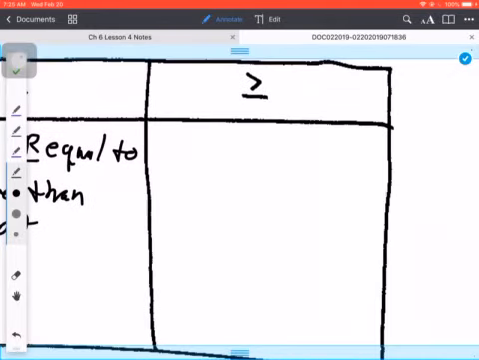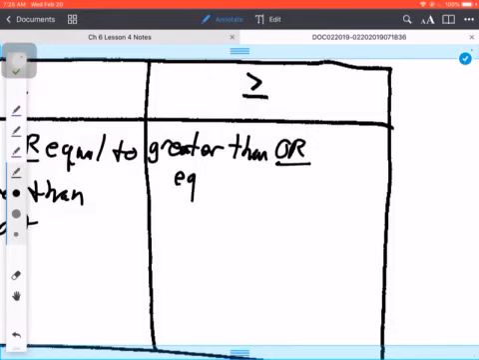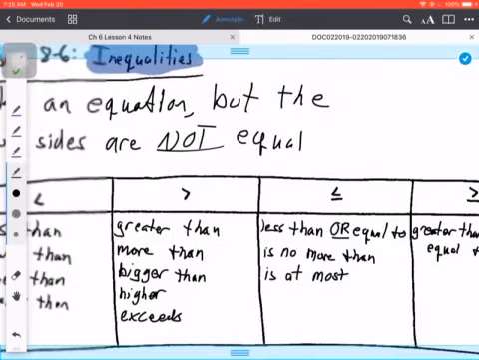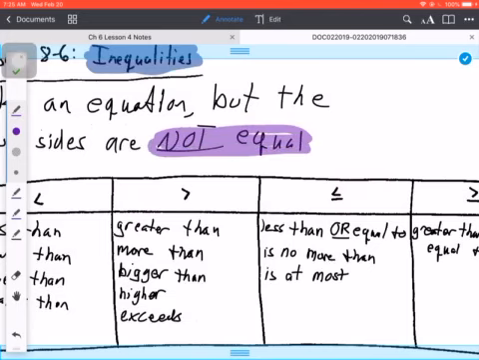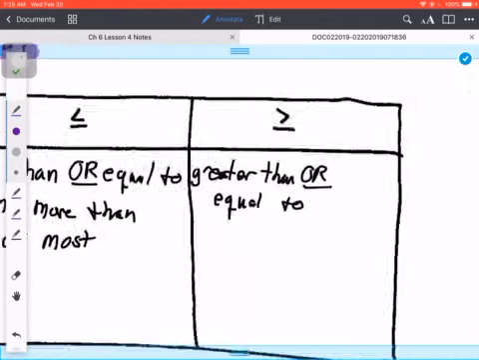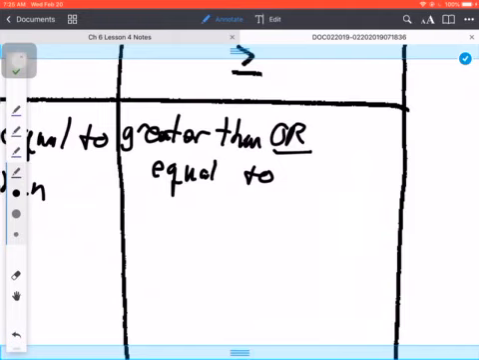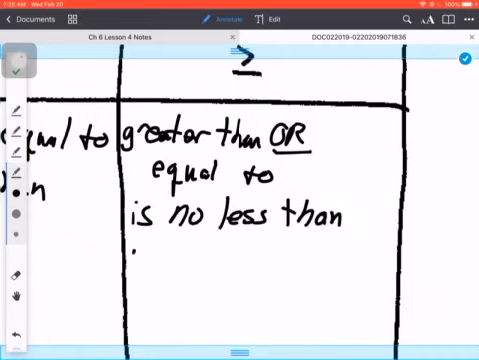And then this symbol would be greater than, or, again there's that or, equal to. So this is really where this part of this definition is not always the case, because it could be equal to, but generally it is not. We could also say is no less than, or is at least.